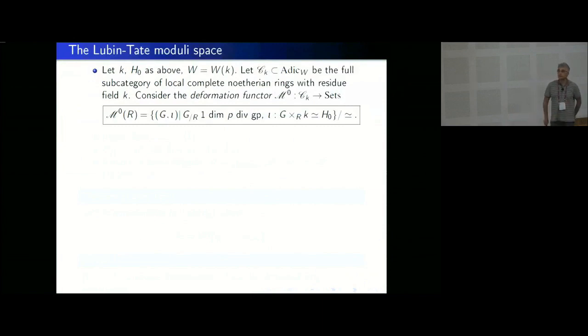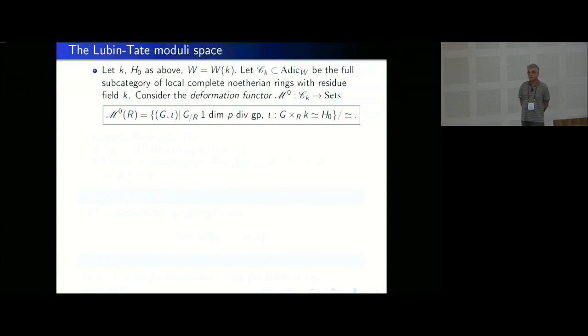So now I thought I would have 20 minutes. I have 15 minutes for the Lubin-Tate moduli space, but we finally come, after all this review and these basic results about liftings, to defining the first moduli problem to figure out in these lectures.